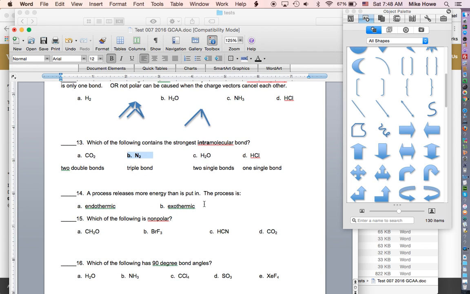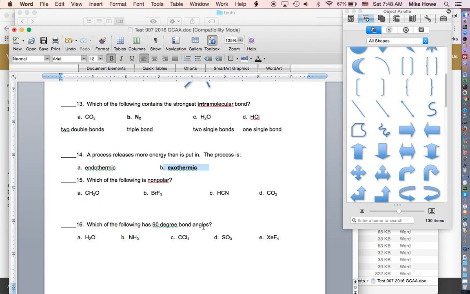Okay, if more energy comes out than you put in, we know that's exothermic, so that was a review of ionic bonding there all of a sudden. Okay, now which is nonpolar?